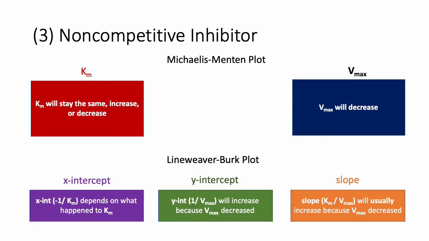So for non-competitive inhibitors, Km can either stay the same, increase, or decrease. It's usually drawn as staying the same, and Vmax will decrease. So for the Lineweaver-Burke plot, the x-intercept depends on what happened to Km, whether it stayed the same, increased, or decreased. The y-intercept will increase because Vmax decreased, and the slope will usually increase because Vmax decreased.